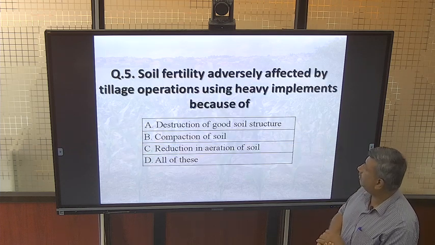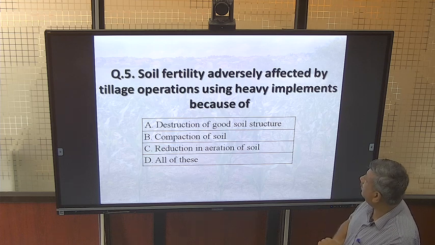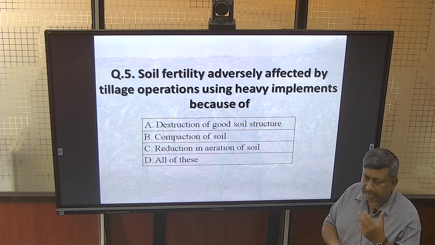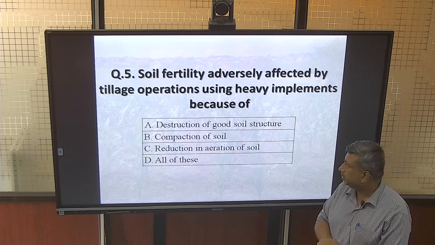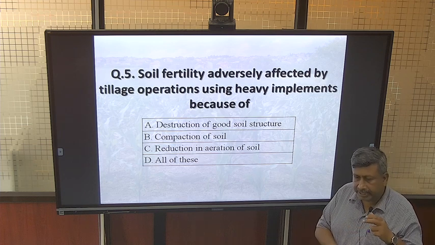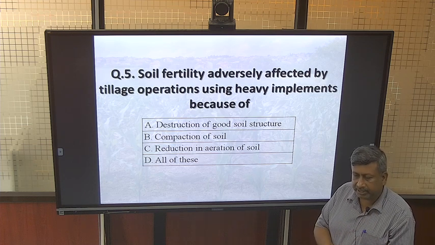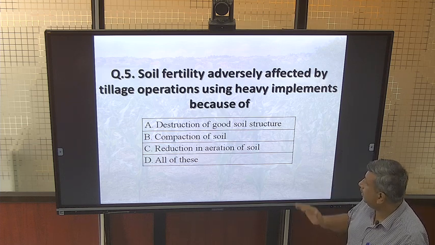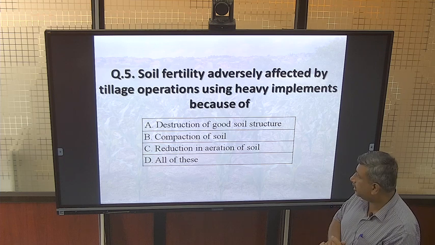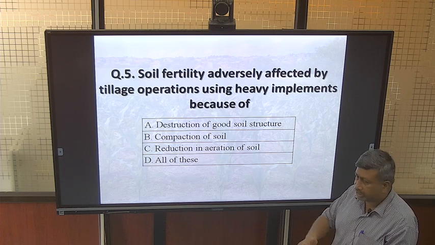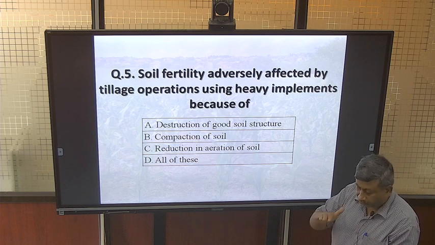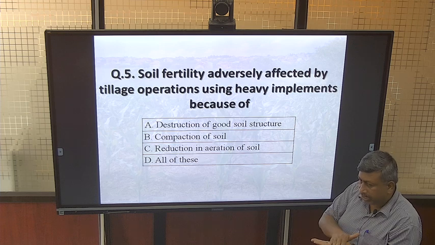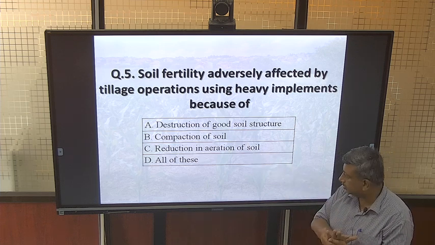Next: soil fertility is adversely affected by tillage operations using heavy implements because of. When we use heavy tillage implements like harrow, plow, subsoiler and chisel plow, soil fertility becomes poor. Soil fertility reduction occurs due to the use of these implements. This statement is true, and what is the reason? Destruction of good soil structure, compaction of soil, reduction in aeration of soil. Heavy implements have high weight, so there is more load, and that causes compaction. That's why compaction of soil is a correct answer.